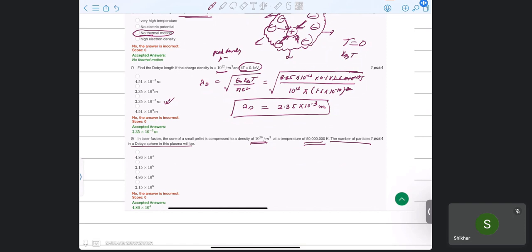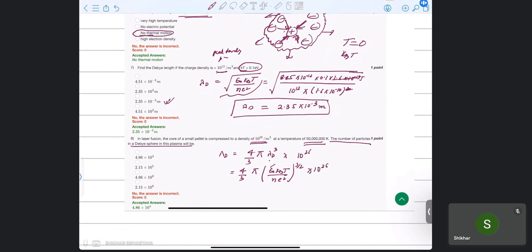So this is the Debye parameter, the number of particles in the Debye sphere. The volume of the sphere is 4 by 3 pi lambda D cube. So this is the volume of the Debye sphere times the number density, which is 10 to the power 26. Again put the value of lambda D using this formula. So it will become 4 by 3 pi times epsilon naught kBT upon n e square to the power 3 by 2, into 10 to the power 26.